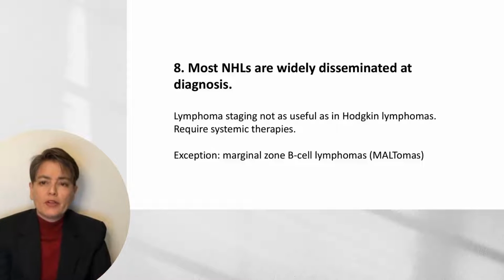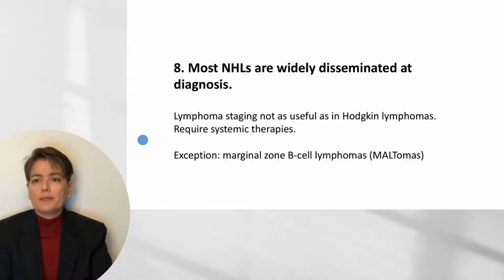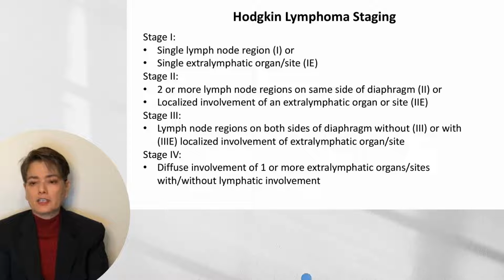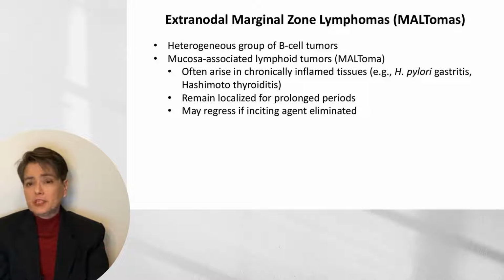But before we go there, I want to digress briefly and talk about the staging in Hodgkin lymphoma. This is covered in the Hodgkin video, but worth thinking about now. So this is how we look at staging in Hodgkin lymphoma. The goal is not for you to memorize this, but just to recognize these are the features we look at. Is it a single lymph node or region? Are we on one side of the diaphragm or both sides? This is how we look at staging in Hodgkin lymphoma, but not in non-Hodgkin lymphoma. So this gives me the chance to talk about extranodal marginal zone lymphomas or maltomas.